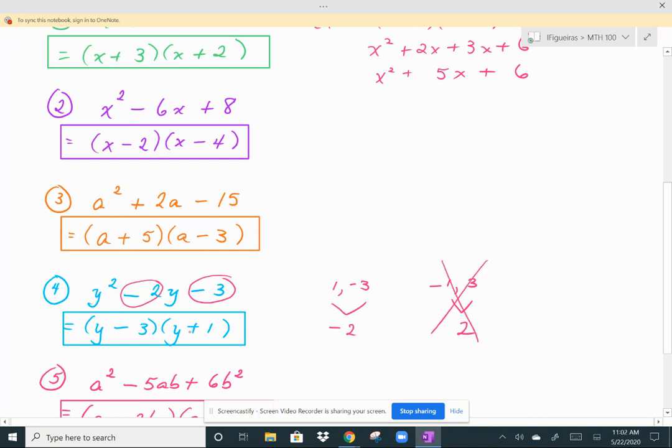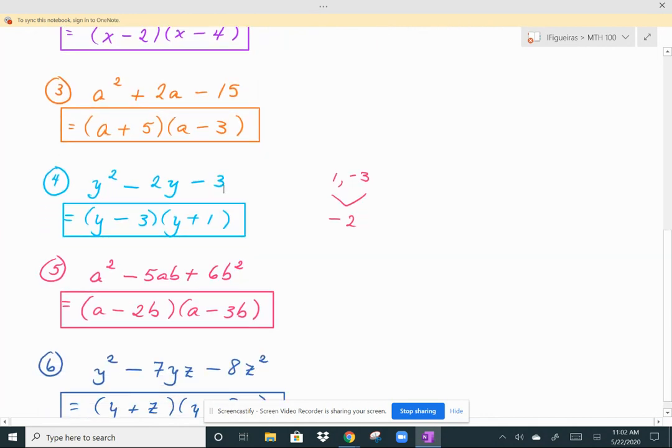So your factors will be y minus 3 and y plus 1. And again, checking it by foiling, it would equal what's above. So write it out so that you can see it. If you practice these enough, you'll start to be able to do these in your head and get faster at them. Okay, so here's the next one.